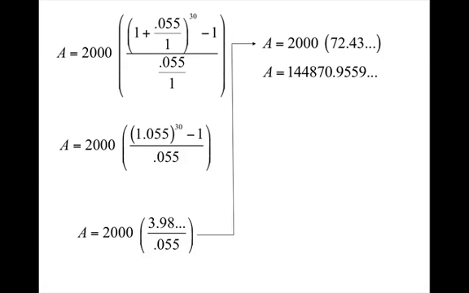144,870.9559. Since this is our final answer, this is where I'm going to round. And it's money, so I'm going to round to 2 decimal places. So I end up with 144,870.96. So if the man deposits $2,000 per year for 30 years, he would end up with $144,870.96.